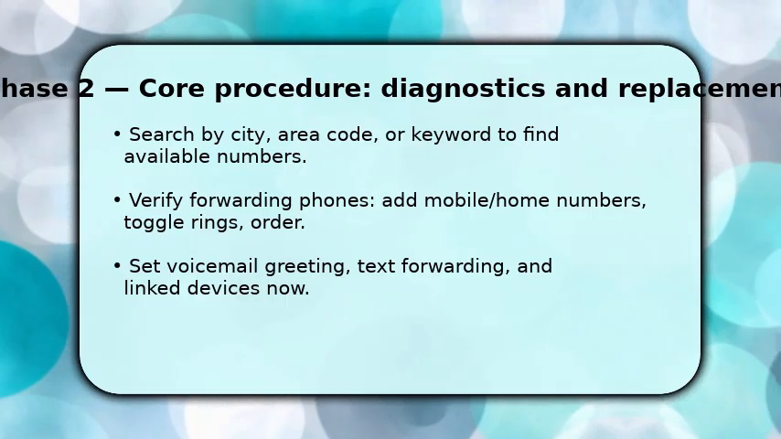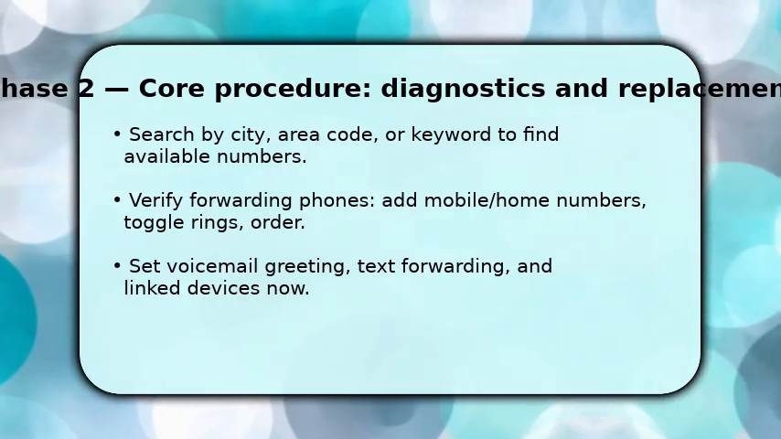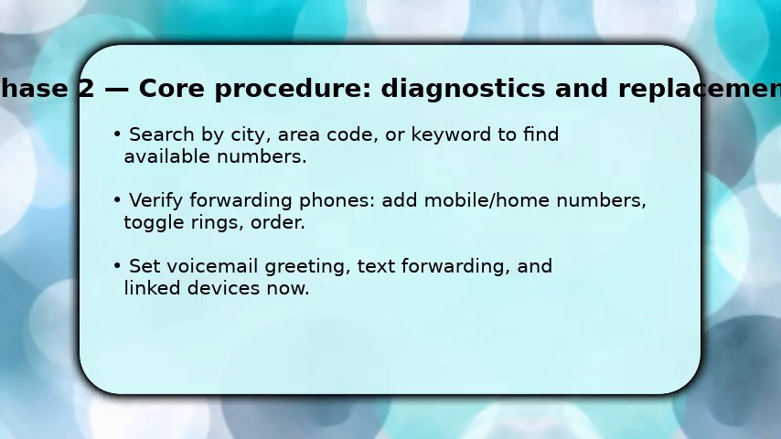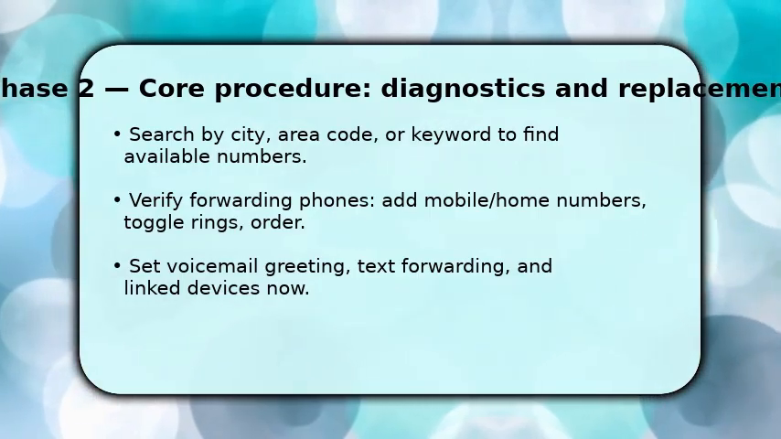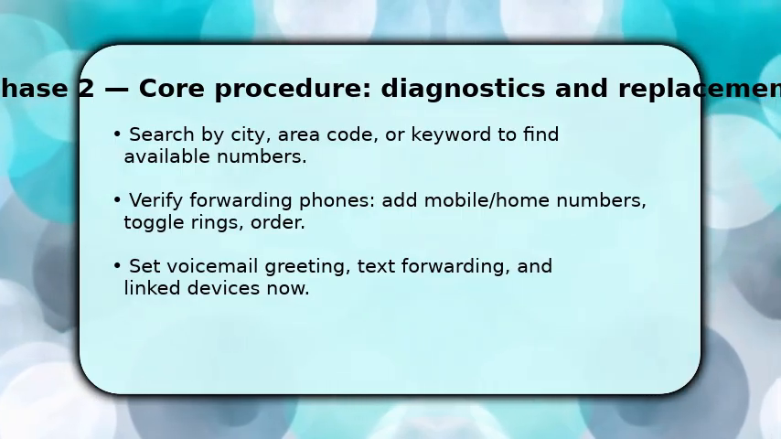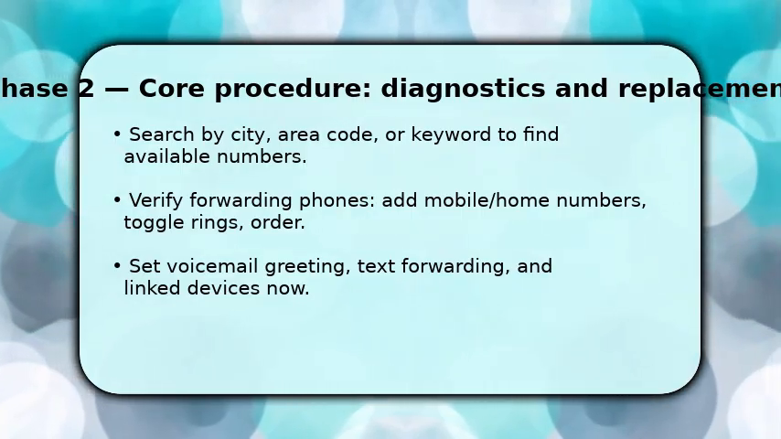Next, configure voicemail and text forwarding. Enable or disable SMS sync and choose which devices ring. Make sure to set a clear voicemail greeting and keep notifications on. This prevents missed calls and ensures texts appear where you want them.